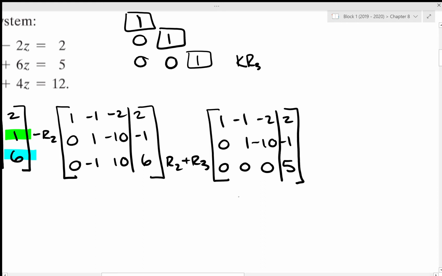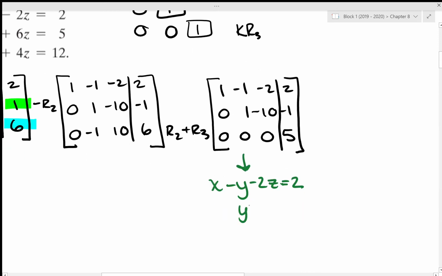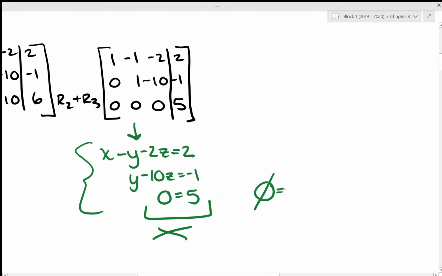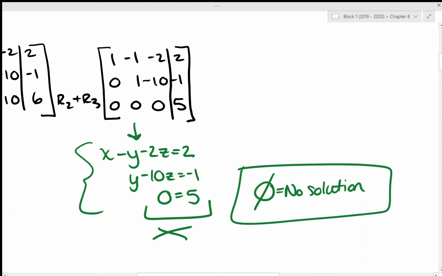So what we're going to do is write out our system from here. Y minus 10z equals negative 1. And then I just have 0 equals 5. This here is your identifier that this is not true. Therefore, your answer is no solution. Please remember this symbol means no solution. Okay? It can't have any answer. So we leave it there. We don't actually have to back substitute or figure anything out.